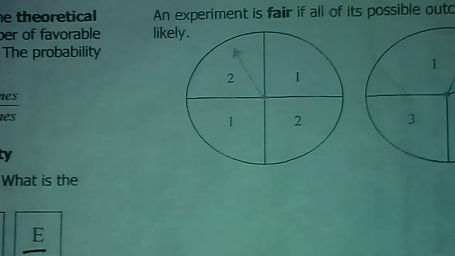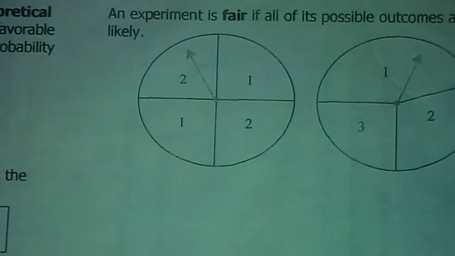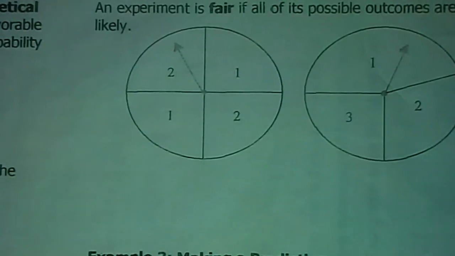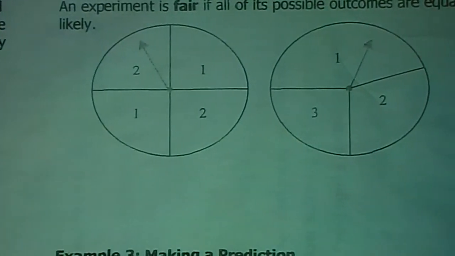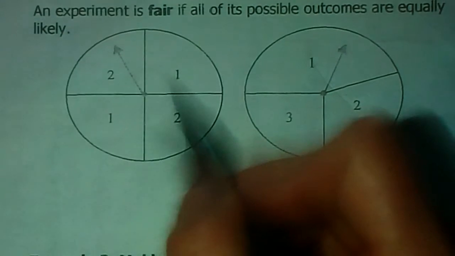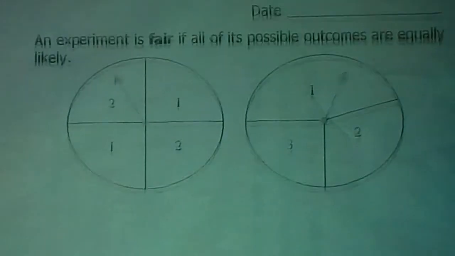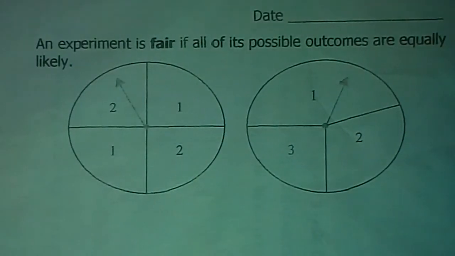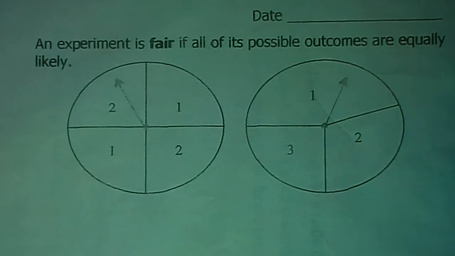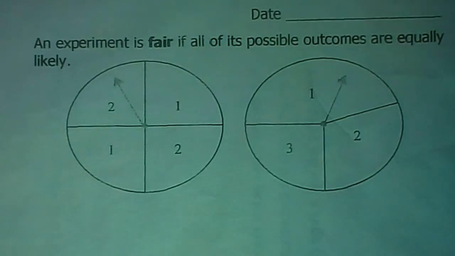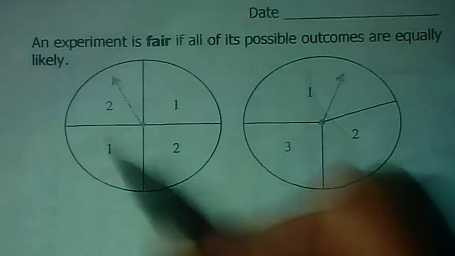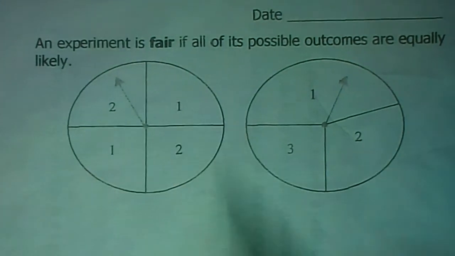All right, here we go. An experiment is fair if all the possible outcomes are equally likely. So fair means equal here. So when we look at each of these spinners, one of them is fair and one of them is not. Can you guess which one? I'm hoping that you think this one is fair, not just because I guessed and I got it right, but because each one of these is taking up the same amount of space.